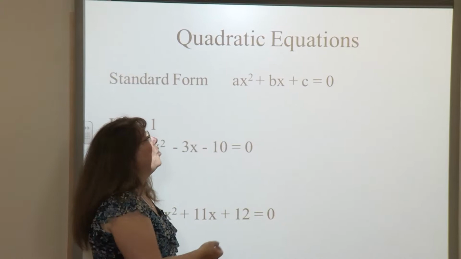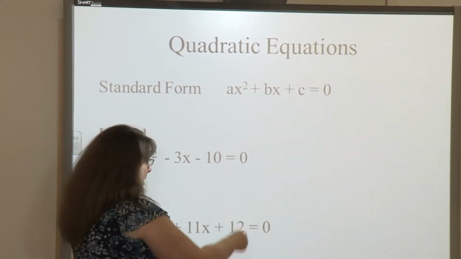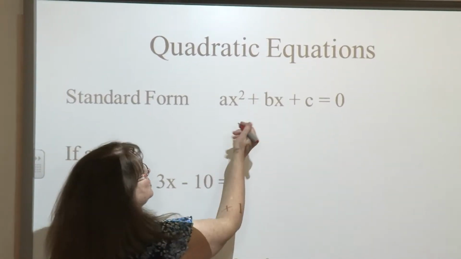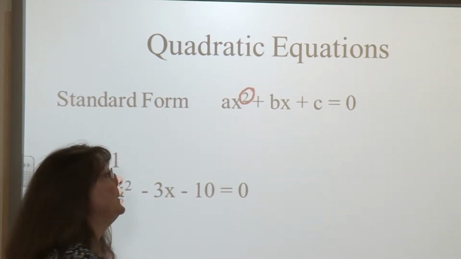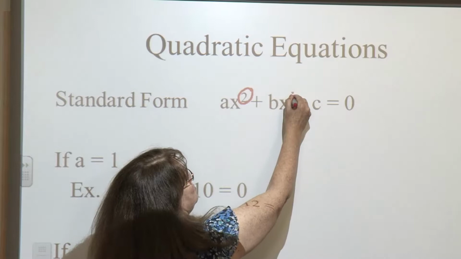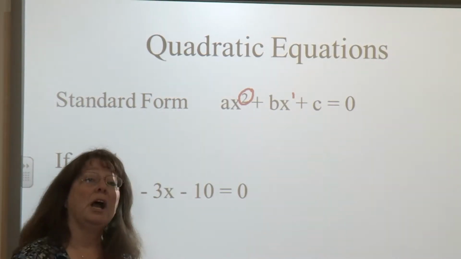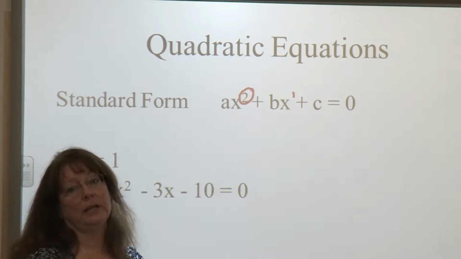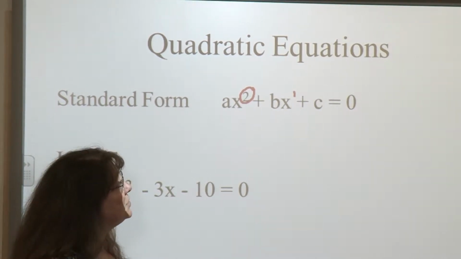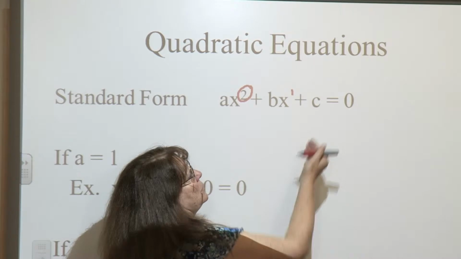You'll notice that on your variable, the highest exponent you have is 2. That's what's going to make this a quadratic. You also have the variable x with an exponent of 1 that's understood to be there, but it's not the highest. So if your highest exponent on your variable is a 2, you have a quadratic equation. This is also an equation because it has an equal sign.